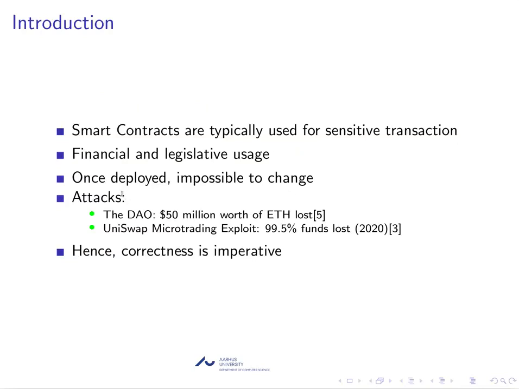Smart contracts are distributed applications running on a blockchain and are typically used for sensitive transactions in a financial or legislative setting. By design, once smart contracts are deployed on the blockchain, they're impossible to change. There have been numerous attacks on smart contracts, resulting in major monetary losses, such as the DAO attack, where $15 million worth of Ether was lost, and the attack on Uniswap, where 99.5% of the funds were lost initially. In this context, it's clear that ensuring correctness is imperative, and that's the aim of ConCert.